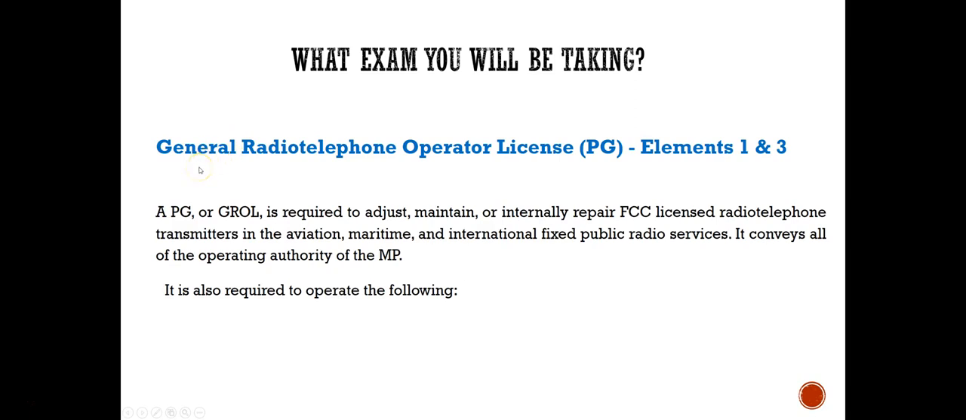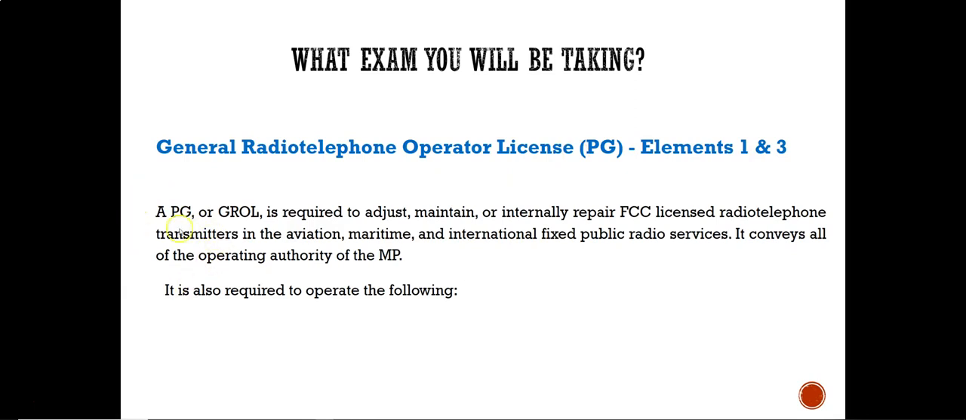So students are required to take the General Radio Telephone Operator License, which is also called PG, and sometimes also called GROL. This GROL consists of two elements, element 1 and element 3. These elements 1 and 3 define the different topics which are covered under this license.